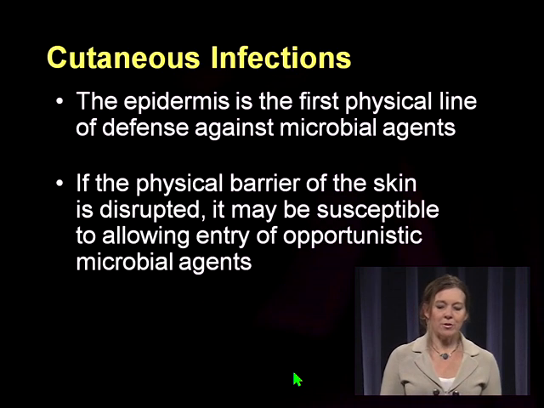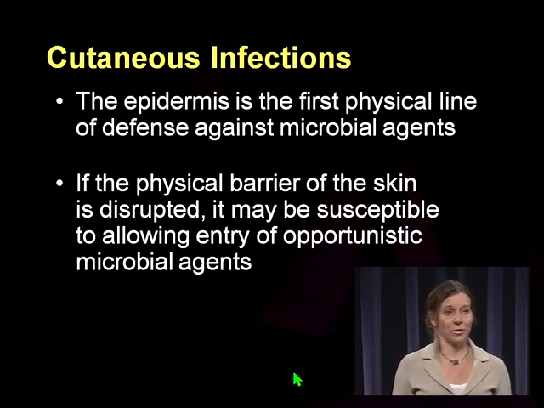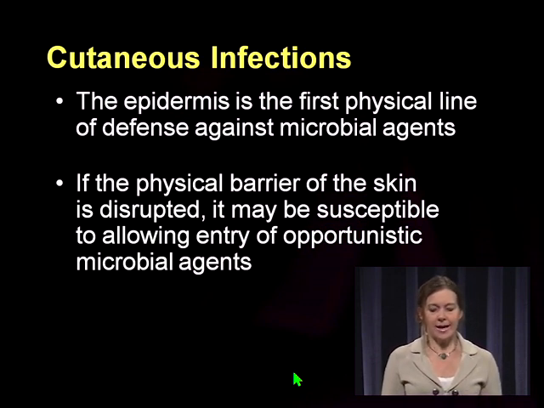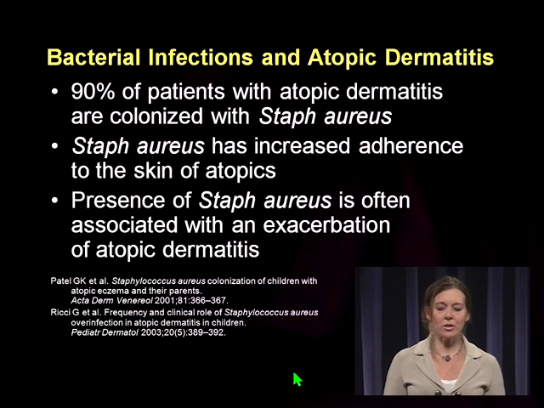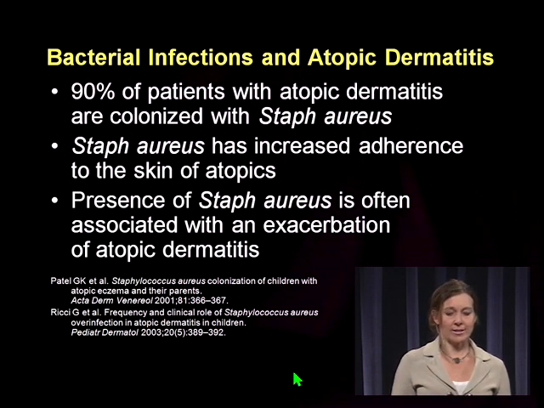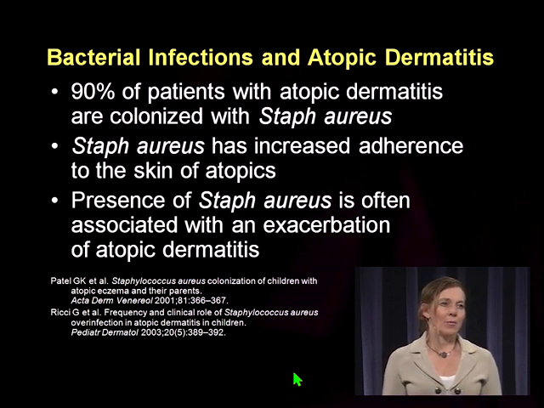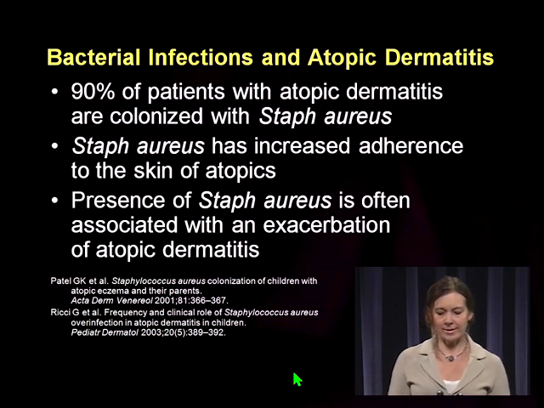So the epidermis is the first physical line of defense against microbial organisms, and we know that the barrier is not normal in the setting of atopic dermatitis, and therefore becomes more susceptible to different types of skin infections. We also know that about 90% of patients that have significant atopic dermatitis are colonized with Staph aureus, and there are a number of studies that show that there is correlation with disease severity and how much colonization with Staph aureus an individual has.